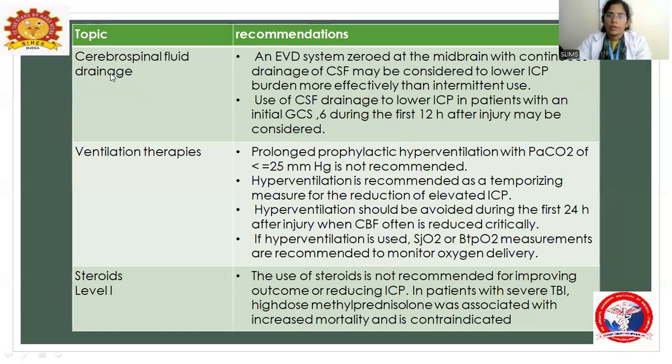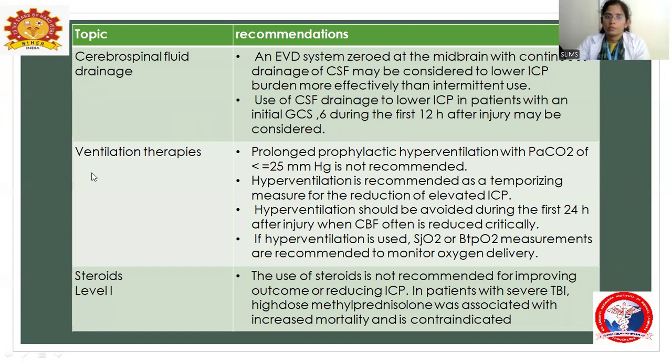So CSF drainage. An external ventricular drainage system zeroed at the midbrain with continuous drainage of CSF may be considered to lower ICP burden more effectively than intermittent use. Use of CSF drainage to lower ICP in patients with an initial GCS of less than 6 during the first 12 hours after injury may be considered. So if your ICP is raised due to increase in the CSF, then you can consider CSF drainage.